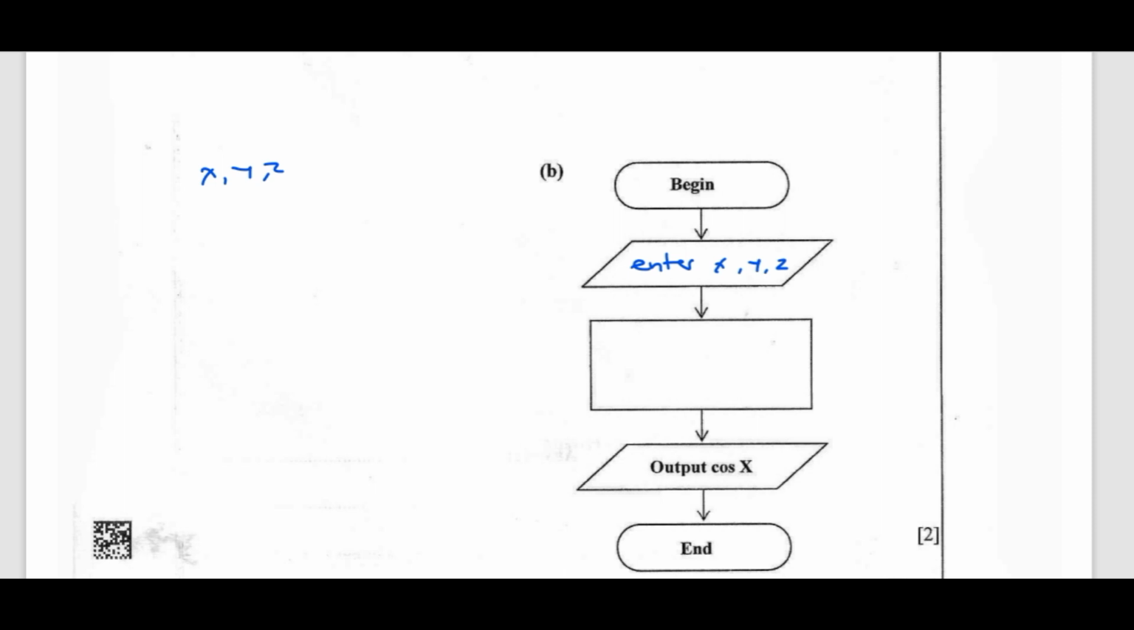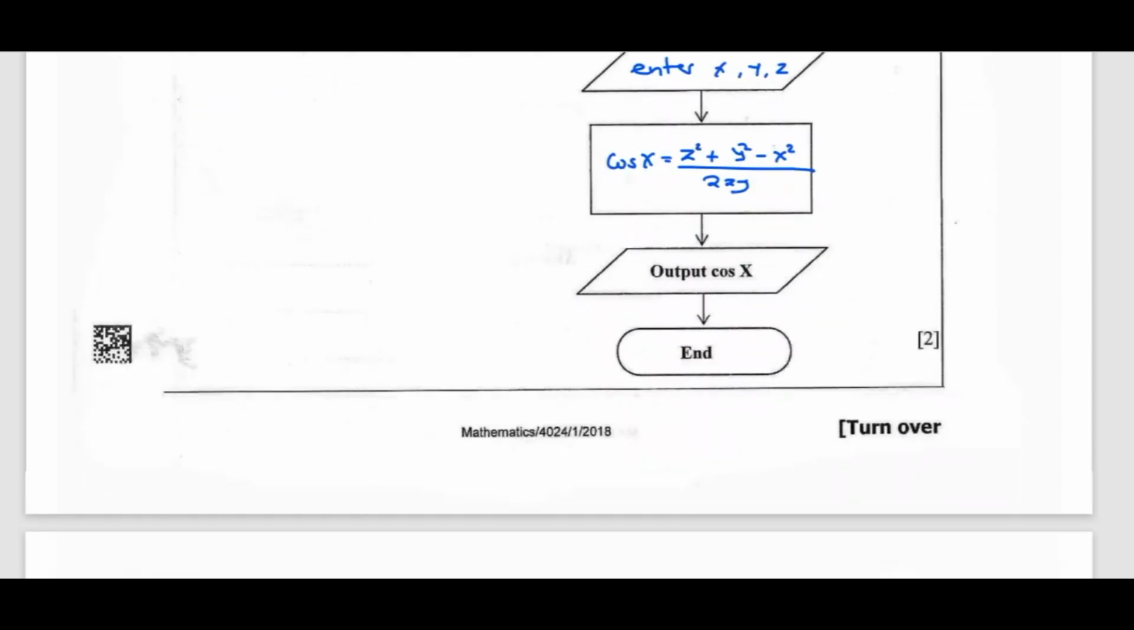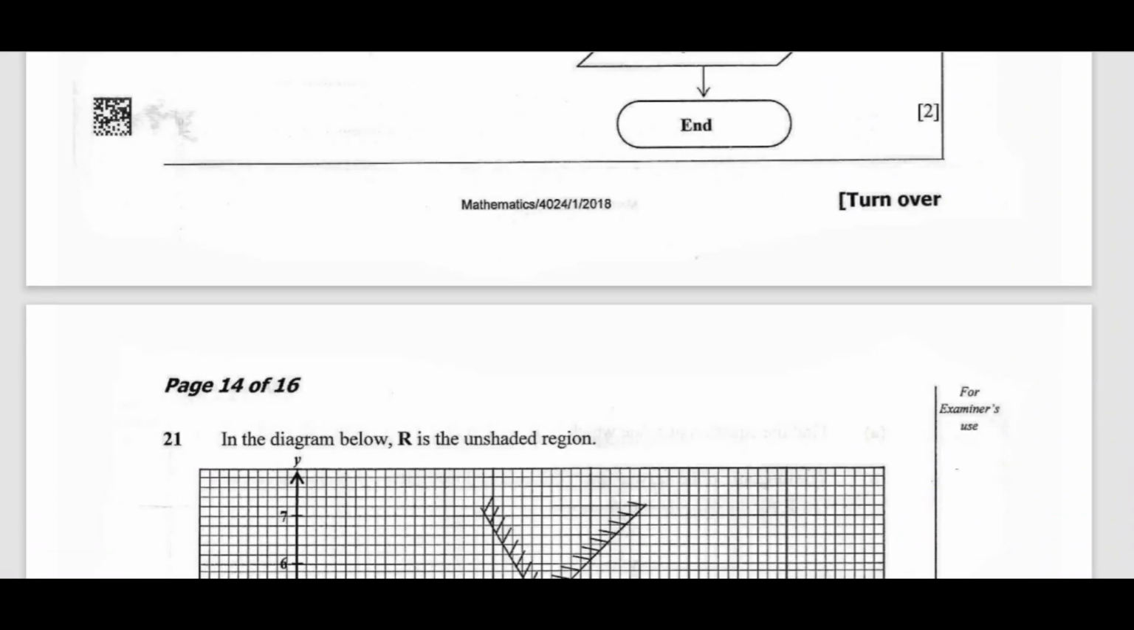And then when you see a rectangle, this is where you put the formula. The formula that we came up with earlier, we would say cos x is equal to z squared plus y squared minus x squared over 2zy. Then you are done. If you have questions on pseudocode and flowchart, you can look in my videos and then you'll find it.